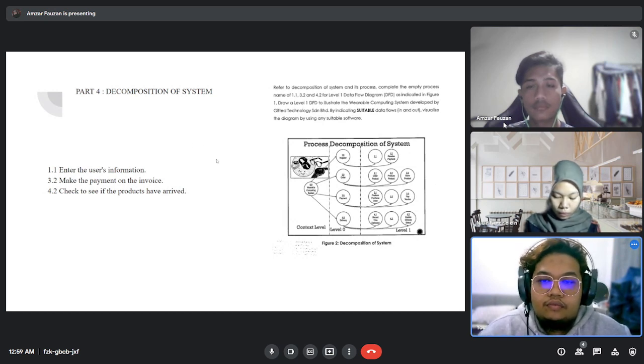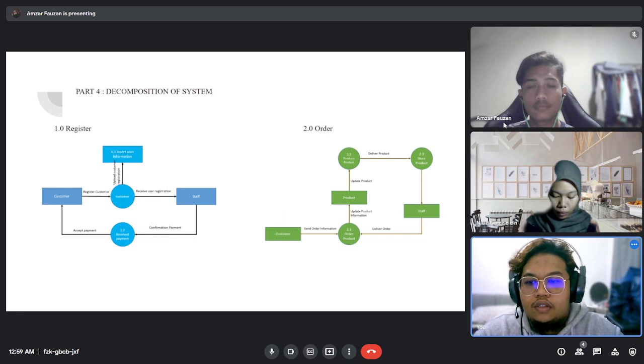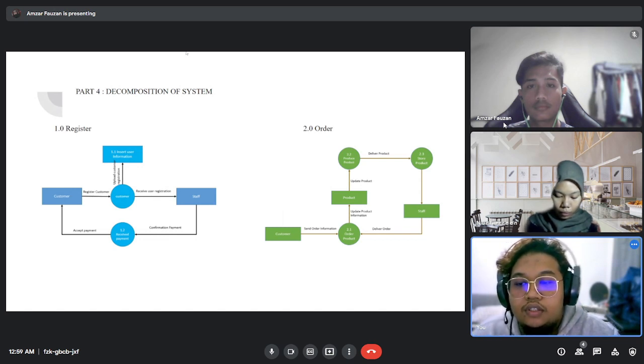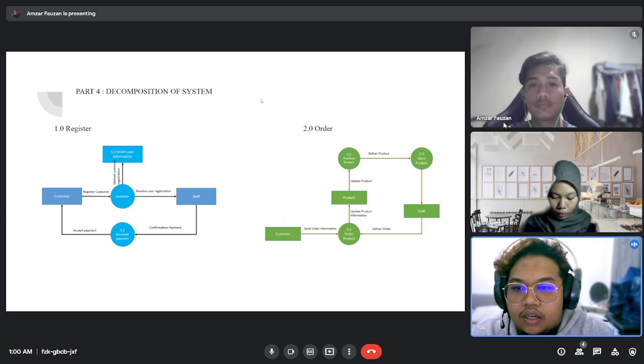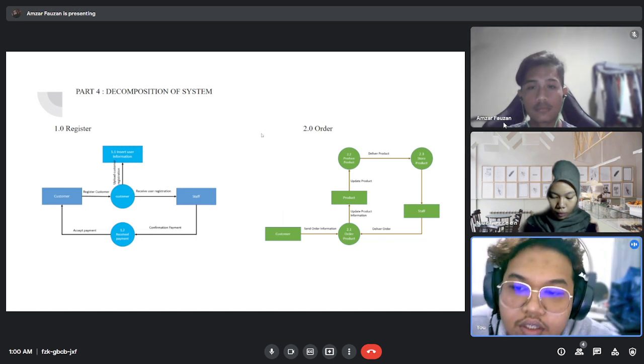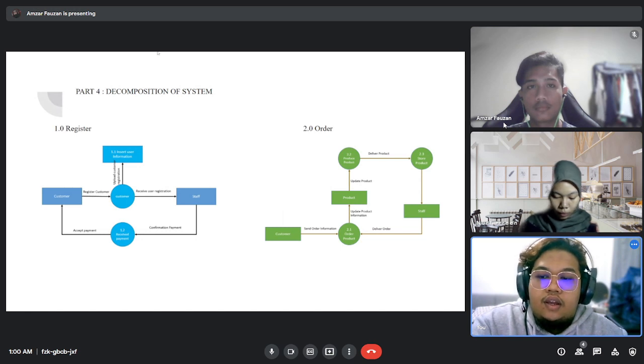So next, you can see there is the flow DFT. You can see this from the register from customer. You can see the customer to and then it's a user. Customer will register, upload the customer registration, insert the user information, and receive user registration to staff, and then we confirm payment, receive payment, and accept payment to the customer.